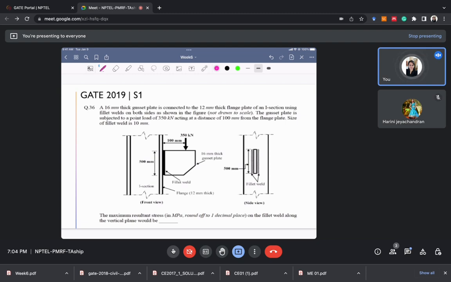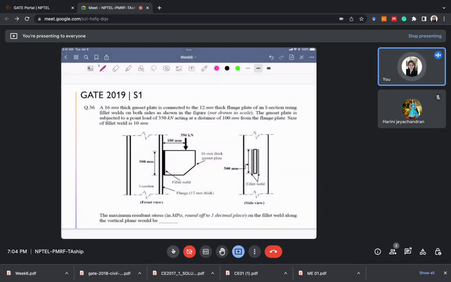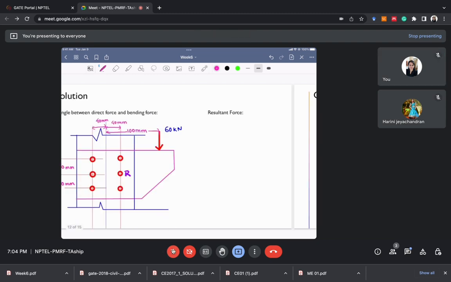As you can see, this is a very common topic from steel structures, resultant forces or stresses in bolts and welds. It's a very important topic and questions are very simple. If you follow a certain pattern, then you'll be able to solve the problem. You just need to follow the steps. Okay, so let's start.